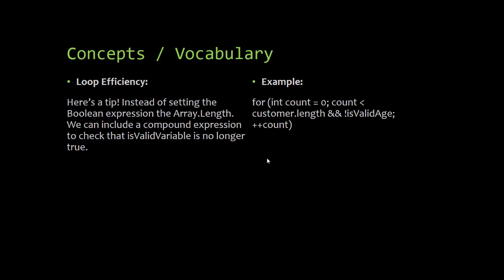Now, there is some efficiency that we can add to our for loop, and that would be, instead of just having array.length, we can use a compound expression that this value is no longer true. In this example, for int count equals 0, count less than customer.length, and not, which is the exclamation point, not isValidAge.